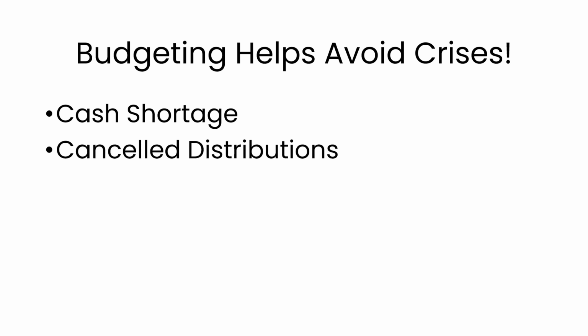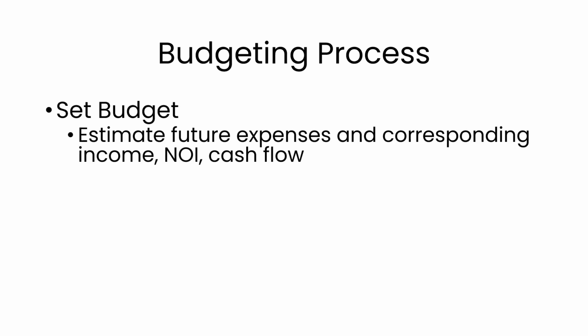So if you've seen my other videos, you know I make a big deal about setting budgets and targets. Because budgeting helps you avoid crises, and crises like running out of cash, or having to cancel distributions, or making capital calls. Creating a budget forces you to think ahead about what is likely to happen. And there are two parts to the budgeting process. Setting the budget, where you estimate what the future expenses and the corresponding income, NOI, and cash flow that you'll be able to generate if you make those expenditures.